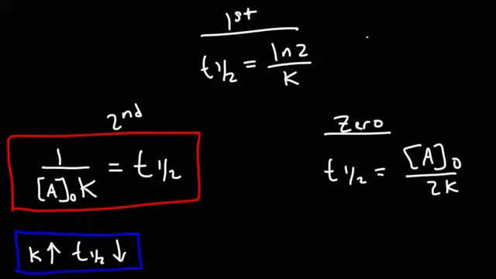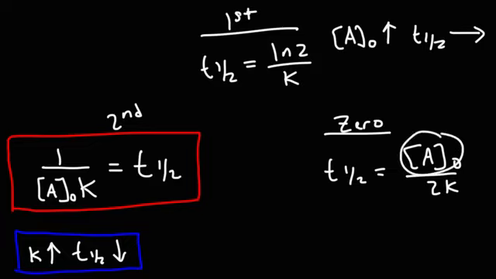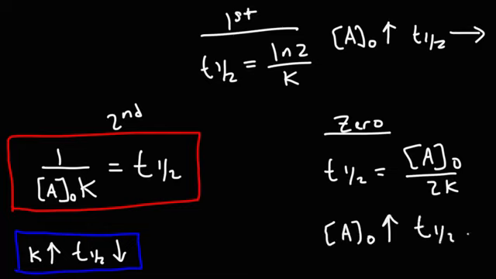Now for first order reaction, if you were to increase the initial concentration, it will have no effect on the half-life. The half-life won't go up, nor will it go down. For a zero order reaction, because this is the numerator, the half-life is directly proportional to the initial concentration. If you increase the initial concentration, the half-life will increase in proportion, which means if you double the initial concentration, the half-life will double. If you triple the initial concentration, the half-life will triple.